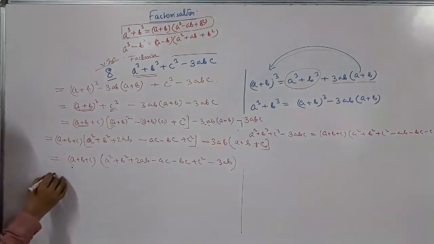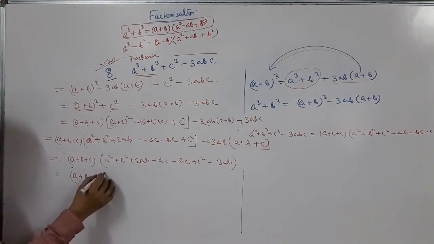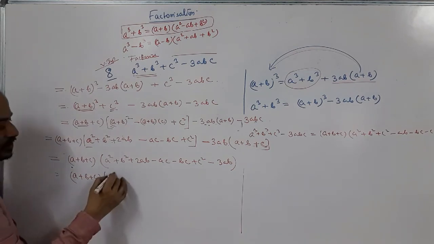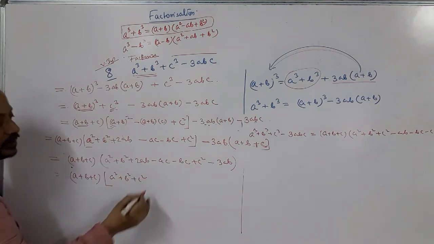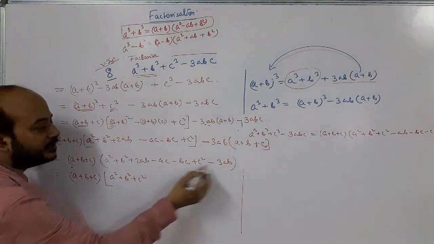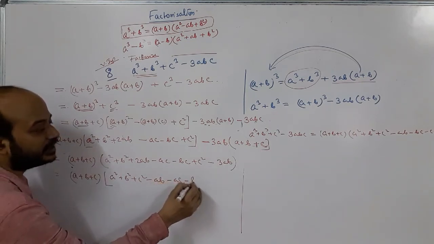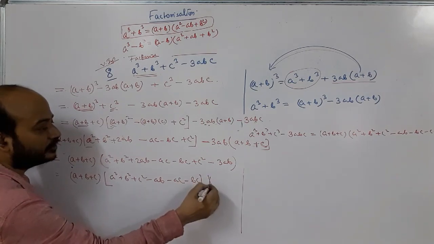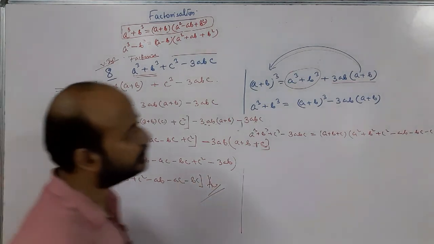So finally what do I get? A plus b plus c times a square plus b square plus c square, and plus 2ab minus 3ab is minus ab, and then minus ac minus bc. So that is the answer. Okay, it's a very important sum. You should practice properly.